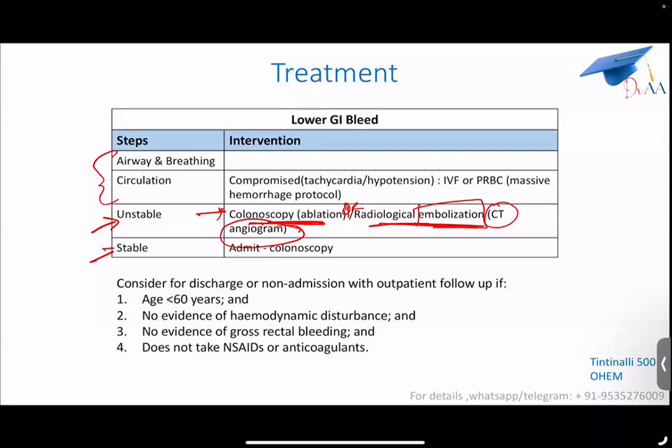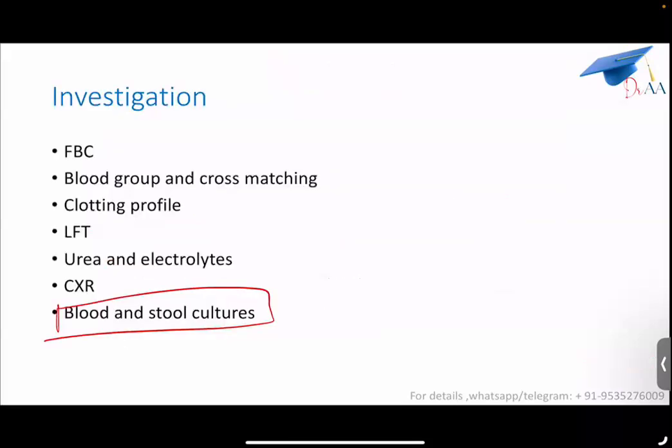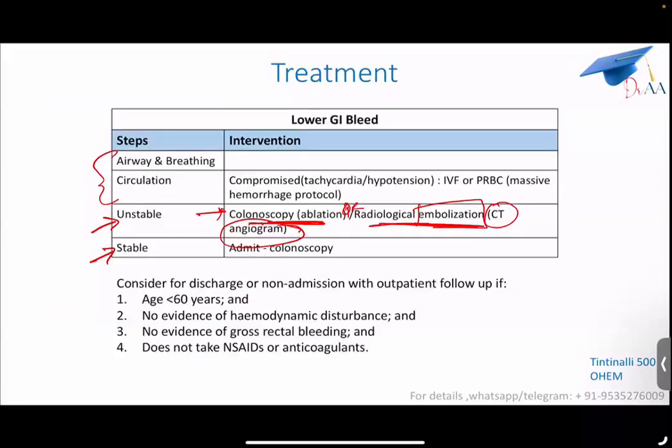If it's a stable patient, you will go ahead and admit for colonoscopy. Similarly, in an upper GI bleed, if the patient is stable, then you will admit the patient and get the endoscopy done from the ward, wherever you're admitting. It's not required to immediately get it done if the patient is hemodynamically stable.